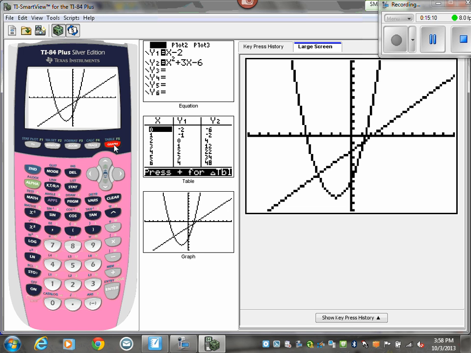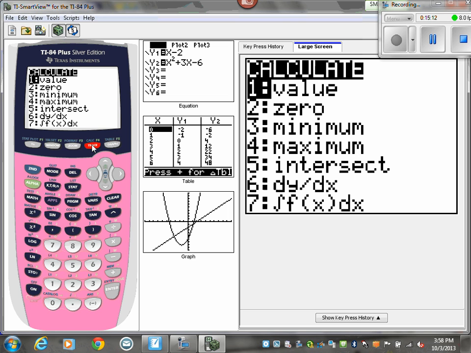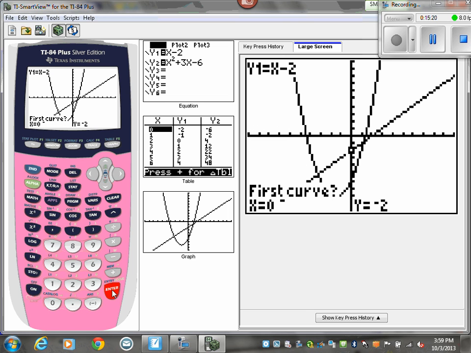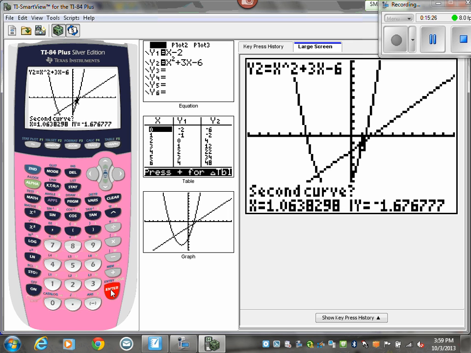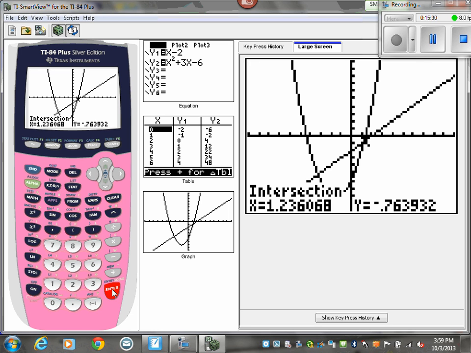So again, I'm going to go back to second trace, or second calculate, move down to number 5, or just hit 5. First curve, put me on the linear one, move it over, enter, enter on the second curve, and enter a guess. And there it is, 1.236, exactly what we got from negative 1 plus the square root of 5.